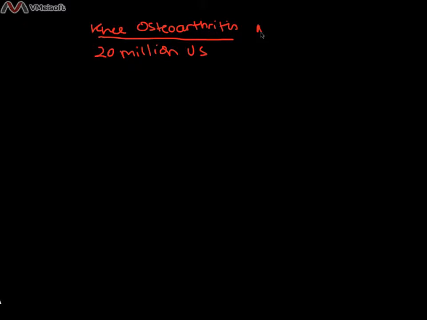We're going to talk about the anatomy and the pathophysiology. We're going to talk about what you should be looking for in your history and physical exam. And then we're going to be talking about what your treatment options are. So let's go ahead and get started.